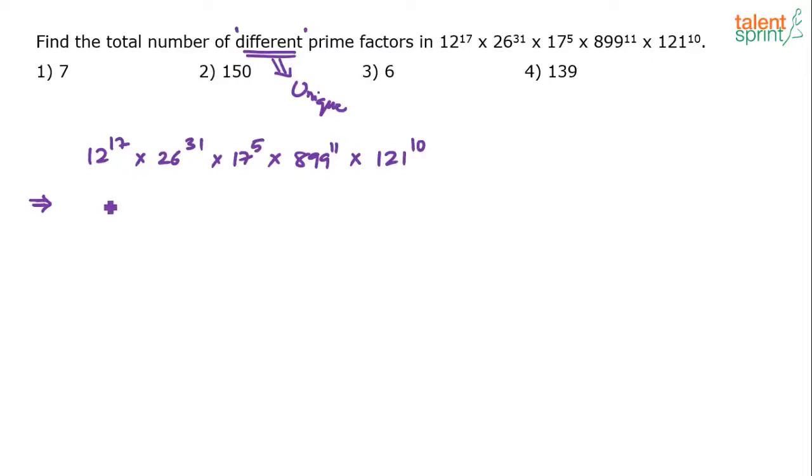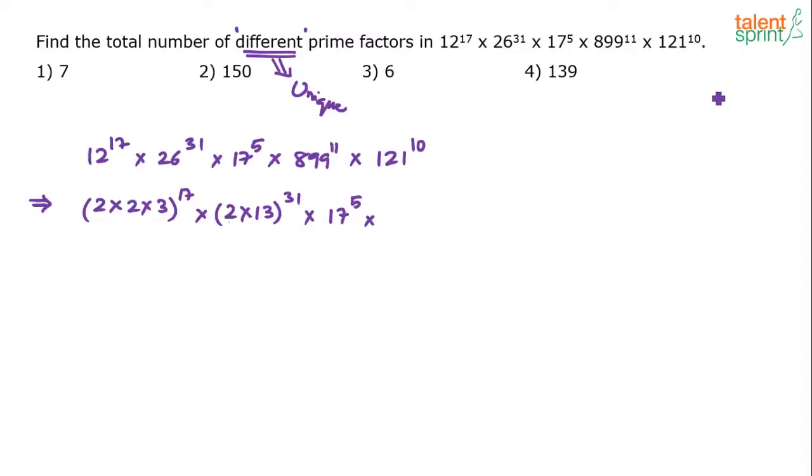Now we have to convert this expression into bases of prime numbers only. So 12 can be taken as 2 into 2 into 3, whole power 17, right? 2 into 2, 4 into 3, 12. Into 26, which is not a prime number. It is 2 into 13, power 31, right? 2 into 13 is 26. 2 is a prime number, 13 is a prime number. Into 17, which itself is a prime number. Into 899, is it a prime number?